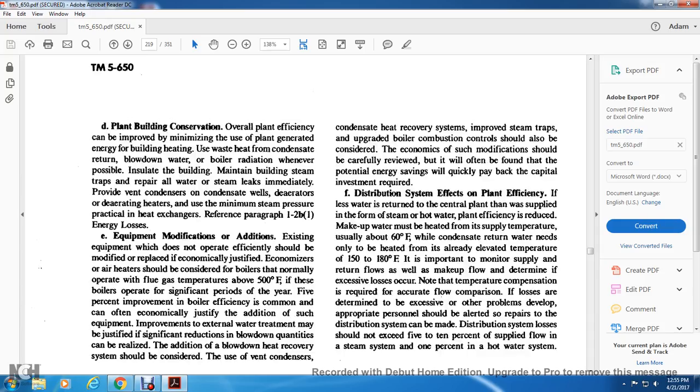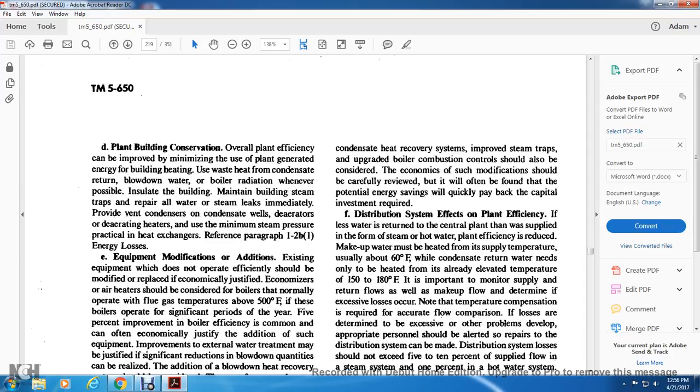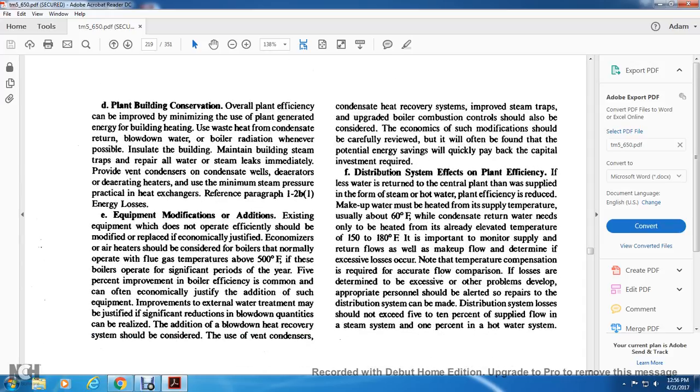An additional blowdown heat recovery system should be considered. The use of vent condensers, condensate heat recovery systems, improved steam traps, and upgraded boiler combustion controls should also be considered. Such modifications should be carefully reviewed. It will often be found that the potential energy savings will pay back the capital investment required.